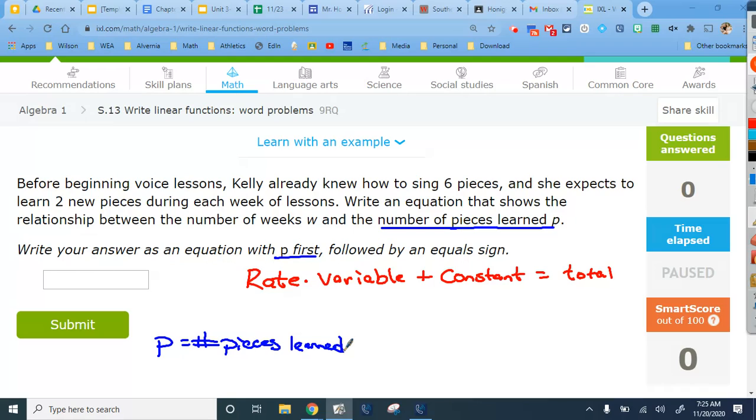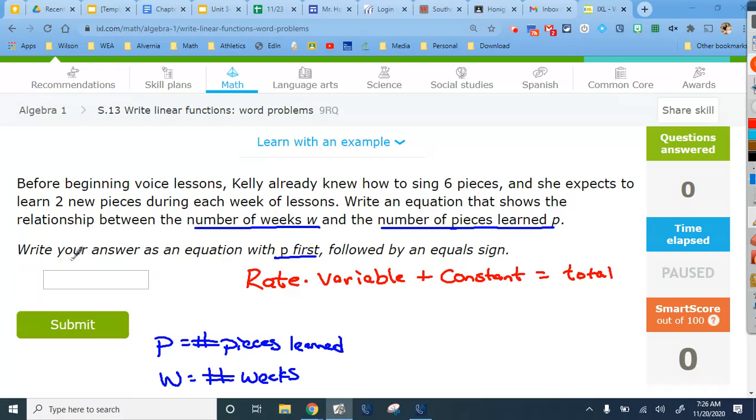Now I have another variable too. The other variable I have is the relationship. This equation shows the relationship between the number of weeks, w. That's my second variable, so that's the number of weeks. Based on this, what I am writing an equation about, I have to figure out which one of these two is actually my total. Which one is it equal to?